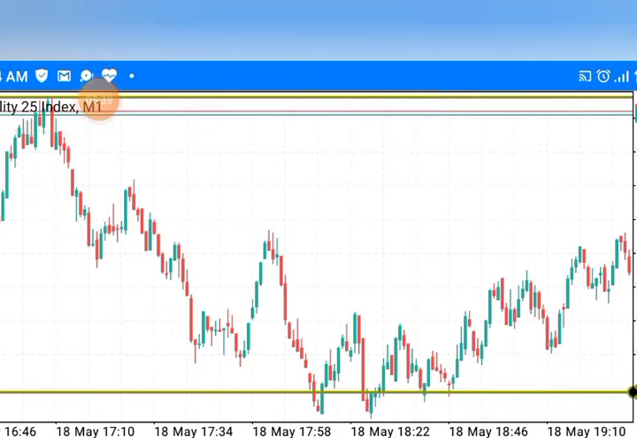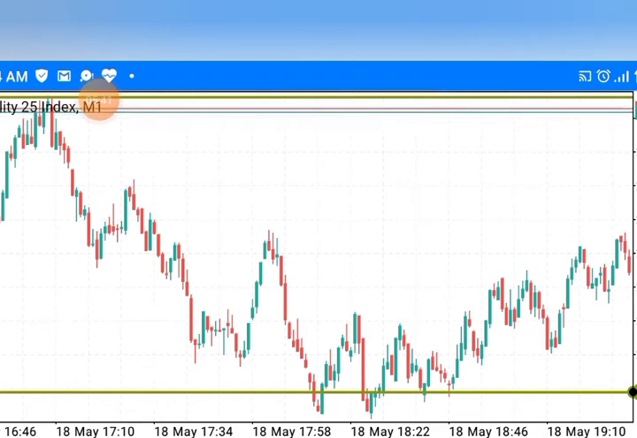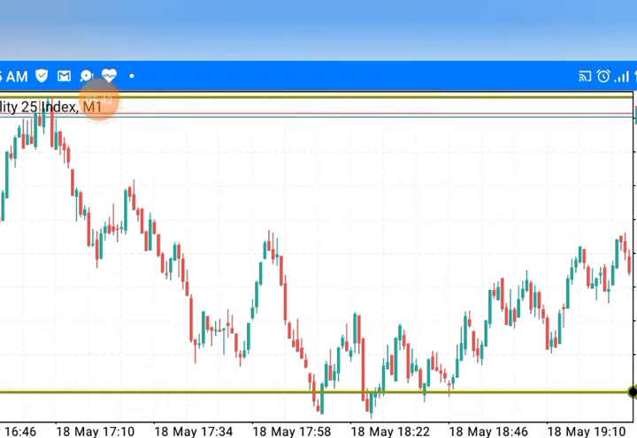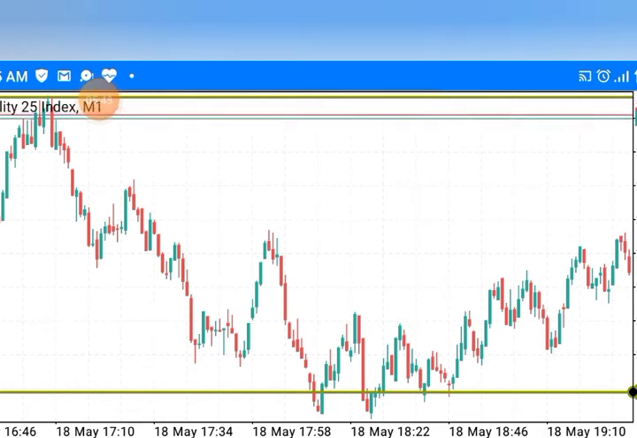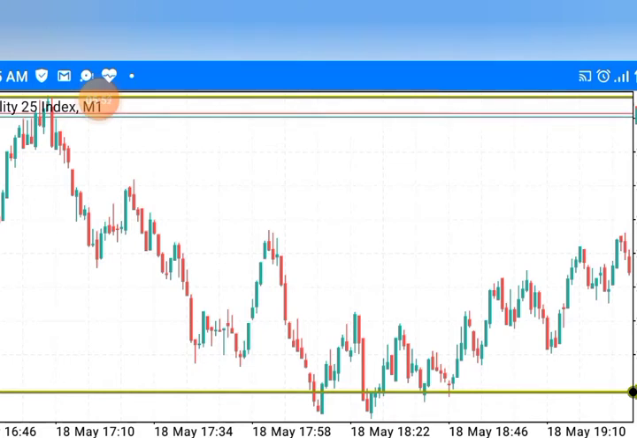Okay, that's just a double confirmation that the market is going up again. But that's not our aim. Our aim now is how do we use our support and resistance to trade. So now look at this, guys.